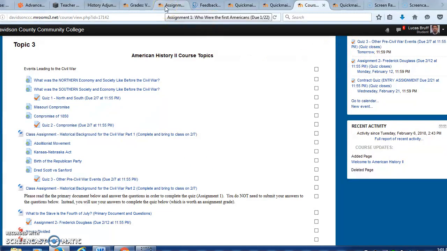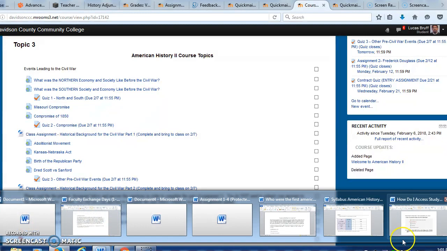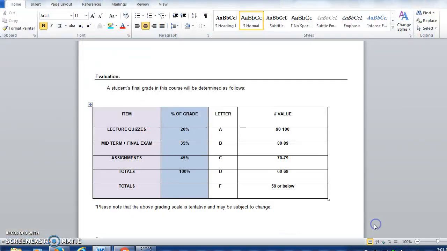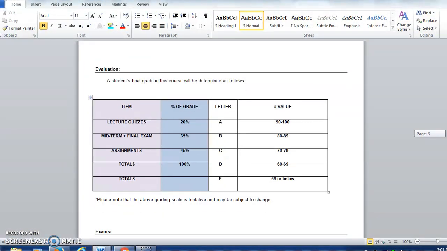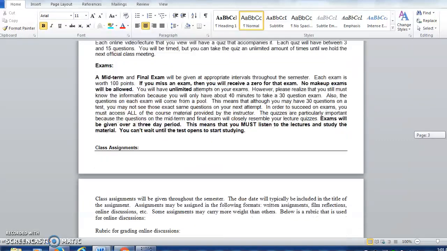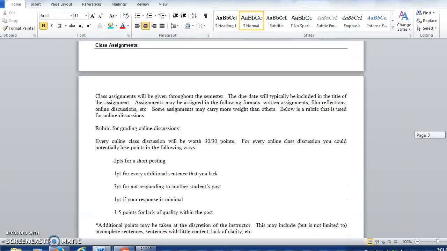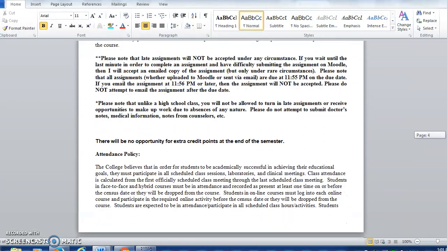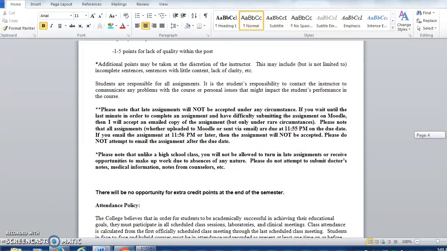Sometimes we'll have class discussions as part of our assignments. We'll frequently have class discussions. We'll have videos that you'll watch sometimes in class and answer questions, primary documents. Anyway, all of these class assignments are worth a total of 45% of your overall grade. All right, 45% of your overall grade. Lecture quizzes, exams, class assignments. Let's see. The other thing is a policy I have is I don't accept any late work.